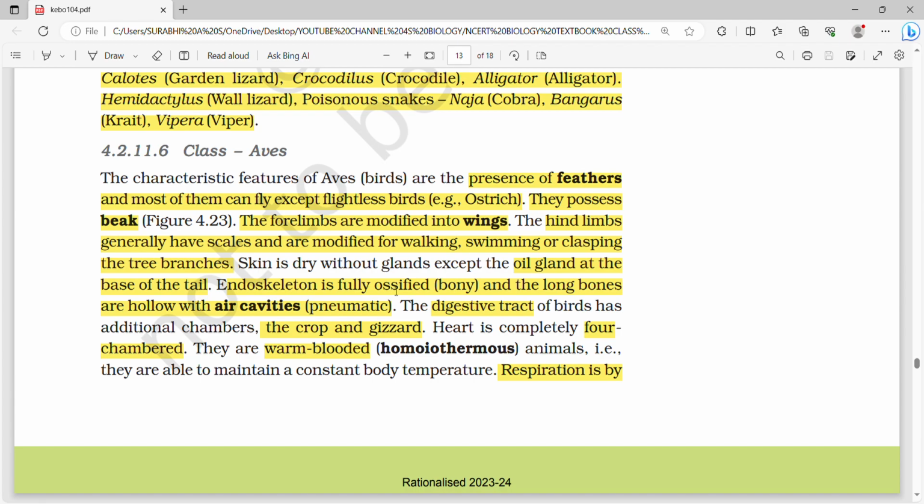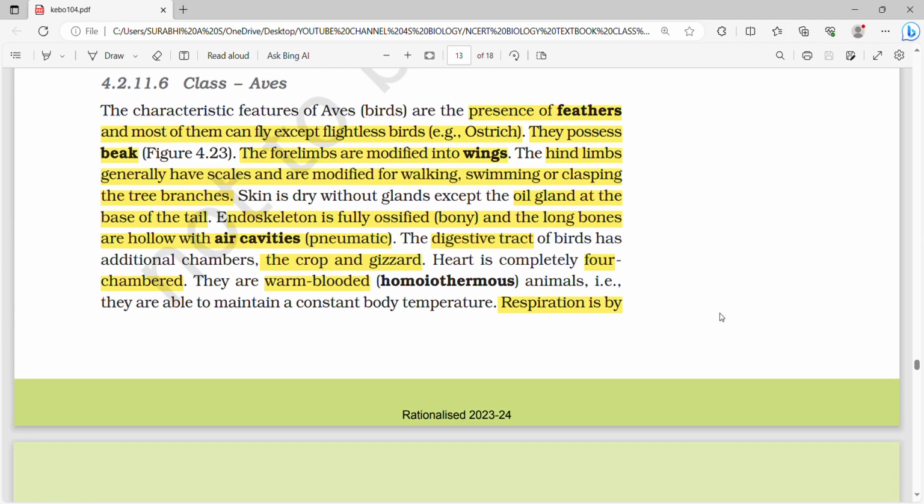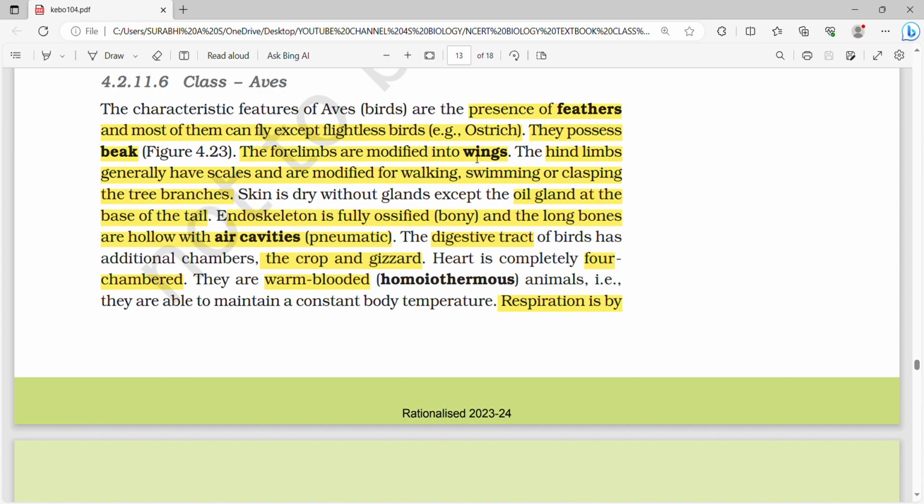Next, class Aves. Aves is nothing but birds. Their distinct feature is the presence of feathers, and most of them can fly except the flightless birds, like the ostrich. They possess a beak, and the forelimbs are modified into wings. The hind limbs generally have scales and are modified for walking, swimming, or clasping the tree branches. The skin is dry, and they do not have any gland except the oil gland that is present at the base of the tail. Endoskeleton is fully ossified and the long bones are hollow with air cavities, that is pneumatic, and their digestive tract has crop and gizzard.